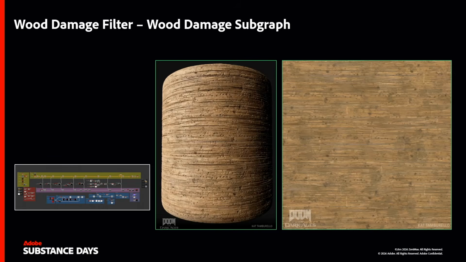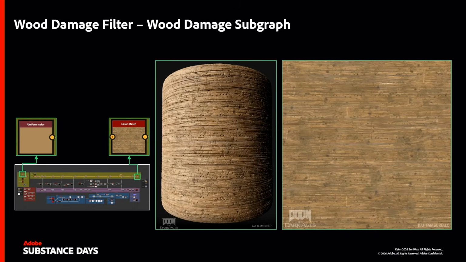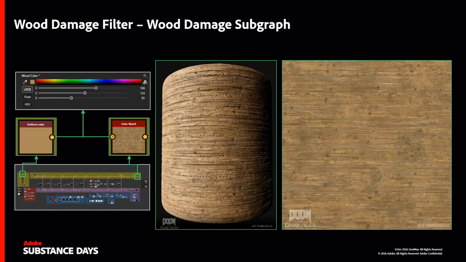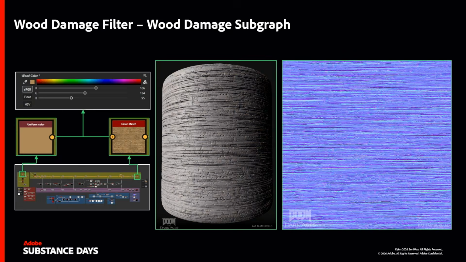Lastly, I set up the color texture with a uniform color parameter used throughout the graph. I also made a custom color match node, which is basically the same as the out-of-the-box color match node, but I removed a bunch of parameters that I didn't need just to speed up the graph.